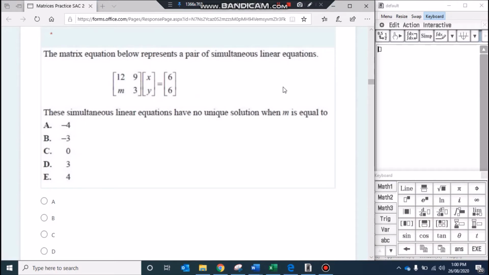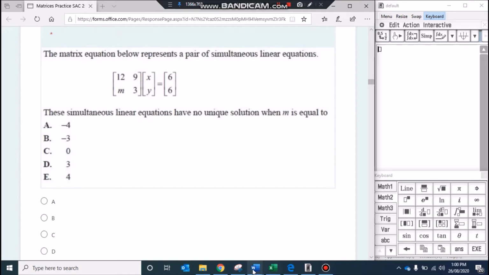The matrix equation below represents a pair of simultaneous linear equations. These simultaneous linear equations have no unique solution when m is equal to what? Now, because this is a multiple choice question and we actually have options here, there are a couple of ways you can approach this question. One way is to simply do trial and error.